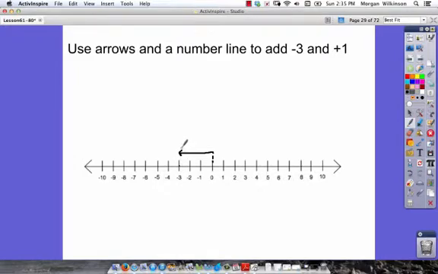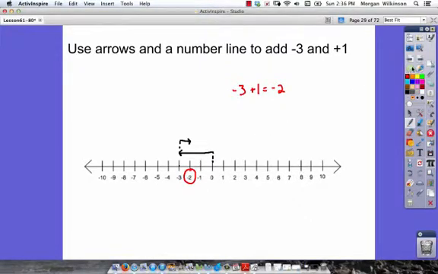We're adding negative 3 and positive 1. So we've got our negative 3, we need our positive 1. Positive 1 moves back to the right on our number line, so we've got our answer. Our answer is right below where our final arrow ends up. We've got negative 2. So we could have said negative 3 plus 1 is going to be equal to negative 2. But the question asked us to use arrows in a number line to solve, so we've got to show this work to get our full credit.